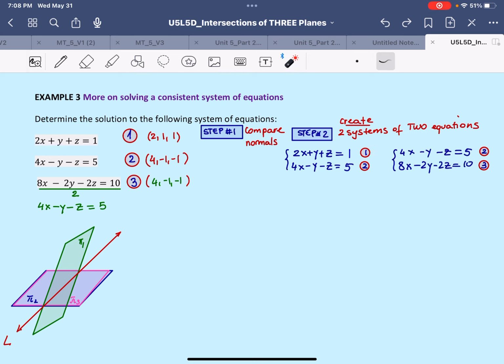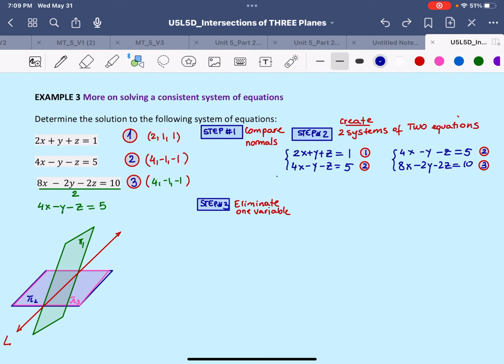Once we create the two systems of equations, we move on to step 3, where we eliminate one of the variables. Now remember that whatever variable you eliminate from the first system, you have to eliminate from the second system. If you eliminate z, then you eliminate z from here as well. If you eliminate y, then you have to eliminate y, and so on. You get the idea. In this case, I'm going to try to eliminate the variable y.